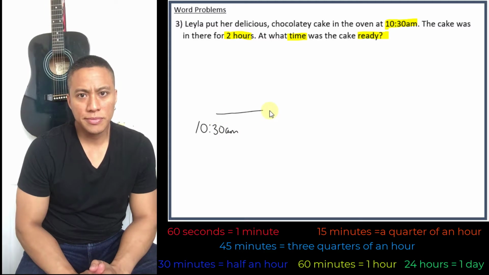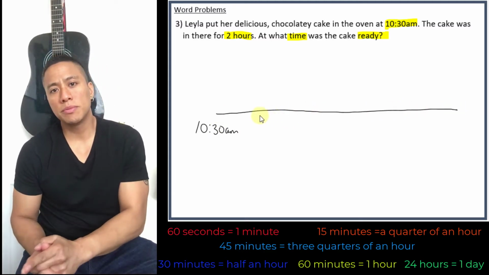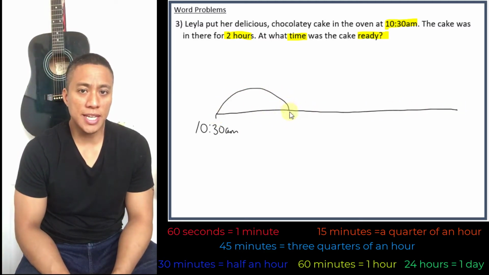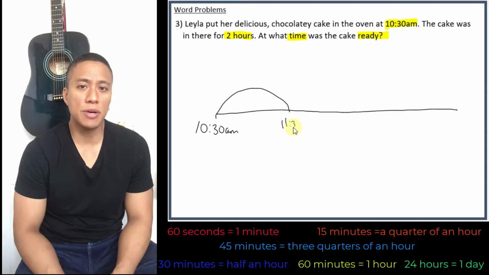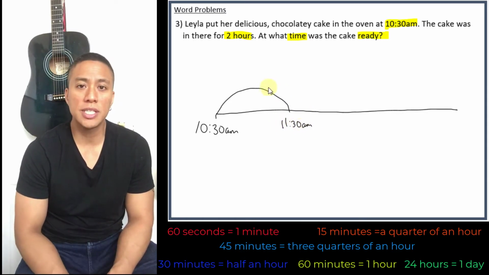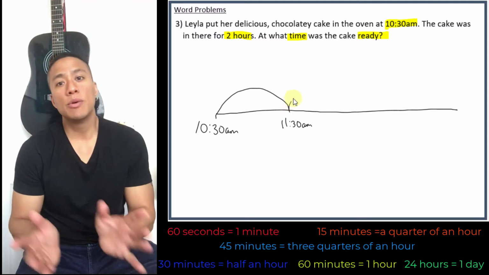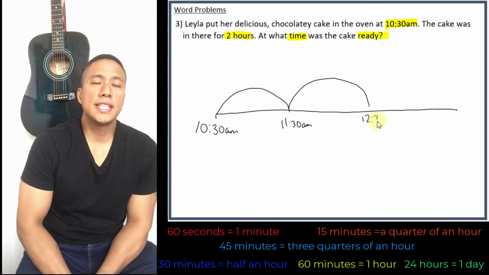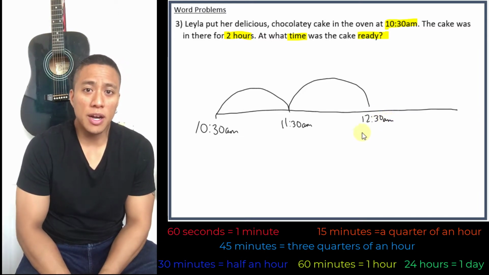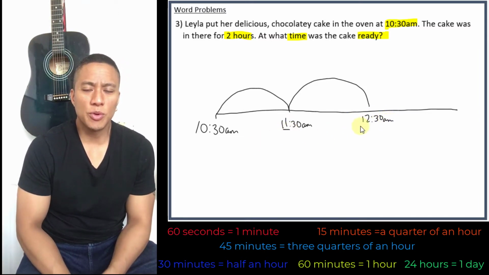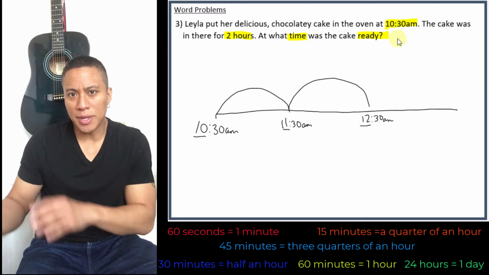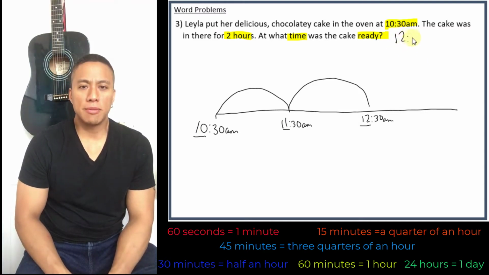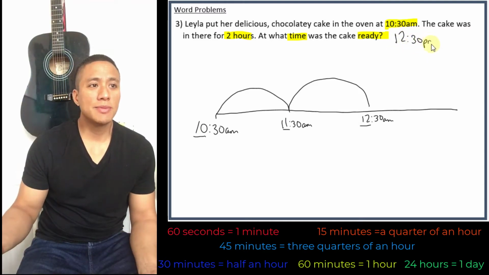As you can see, if you go to the next hour, it becomes 11:30 a.m. Nothing happens to the minutes, it's just the hour that changes because we're counting in hours. And then after 11:30, 1 more hour to make that 2 hours in total. It takes it to 12:30. Okay, so we've moved on from a.m. to p.m. Now it's the afternoon. So that's what the time's going to be, 12:30.